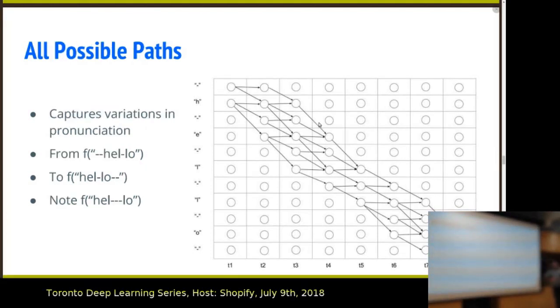And so we can see if we plot all the possible paths, we kind of get this grid, which is way less than 5 to the power of 8. In this case, 11 to the power of 8. And we can see that it actually captures variations in pronunciation.